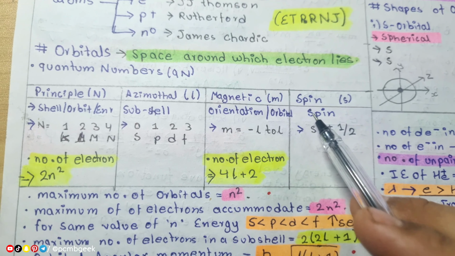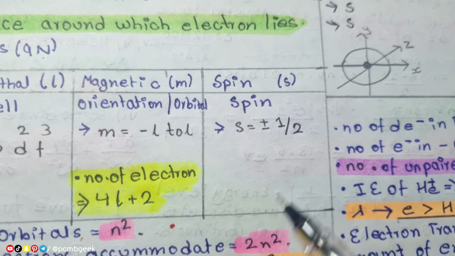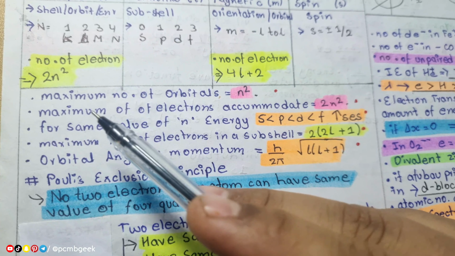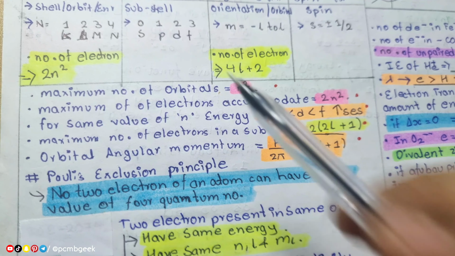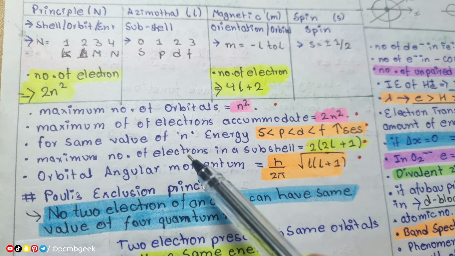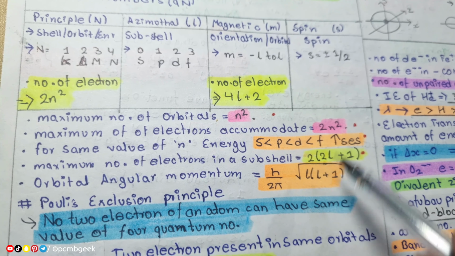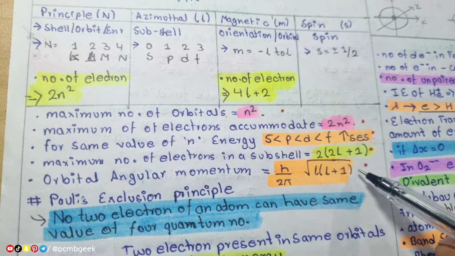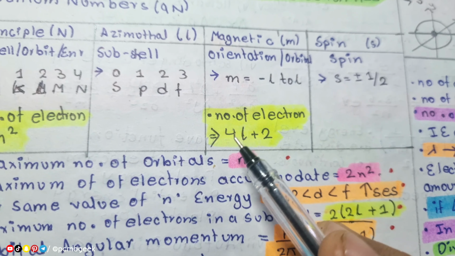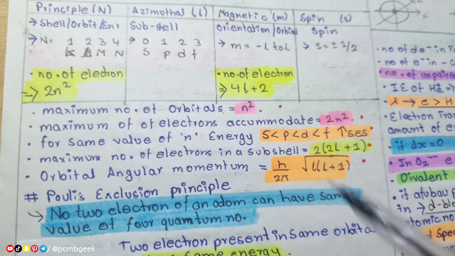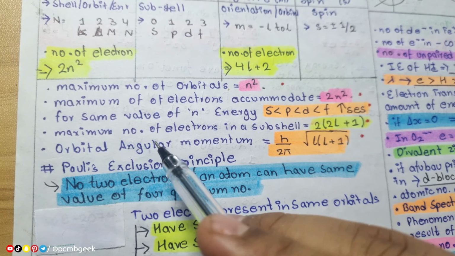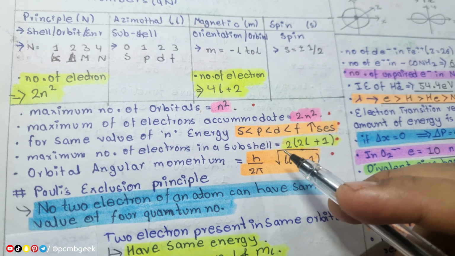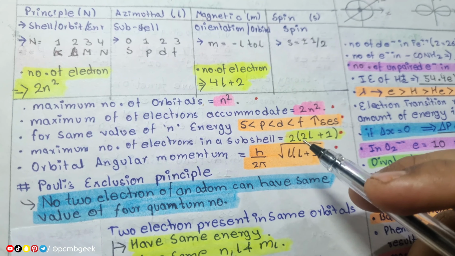Now, what is the spin quantum number? It just gives the spin nature of the electron. It can be either plus or minus half. The maximum number of electrons that a shell can accommodate is 2n square. For the same value of n, energy for subshells s, p, d, f increases gradually. The maximum number of electrons in a subshell is 2 times (2l plus 1), that is, the number of electrons we can calculate as 4 times the azimuthal quantum number plus 2. Simply that formula. Orbital angular momentum is given as Planck constant divided by 2 pi, times the square root of l times (l plus 1).